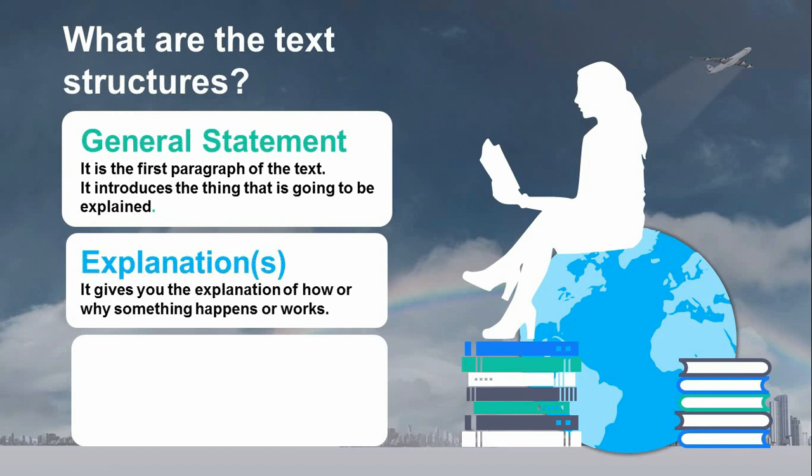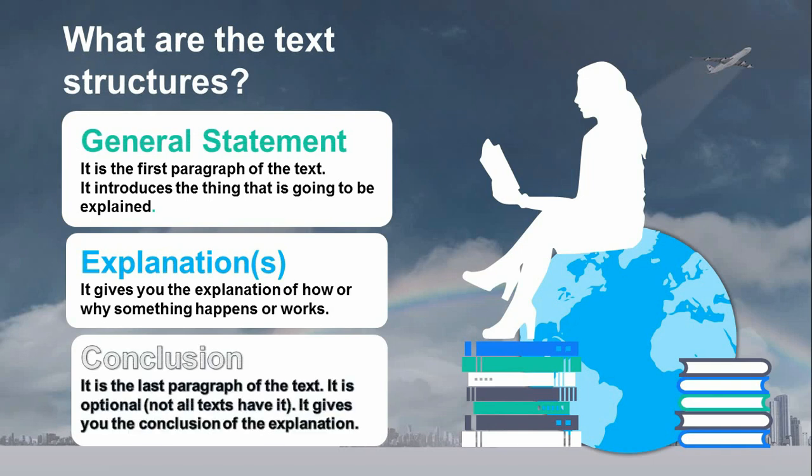And then explanations. In this explanation, you will find it from the second until the next paragraphs, and it gives you the explanation of how or why something happens or works. So basically, in this explanation, you explain the whole thing about how or why something happens or works.